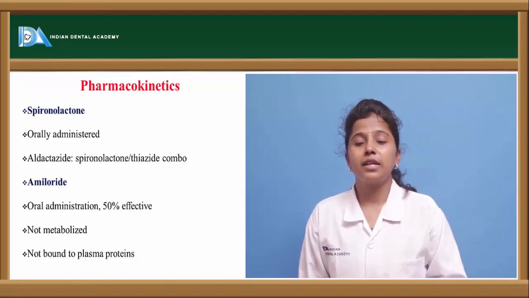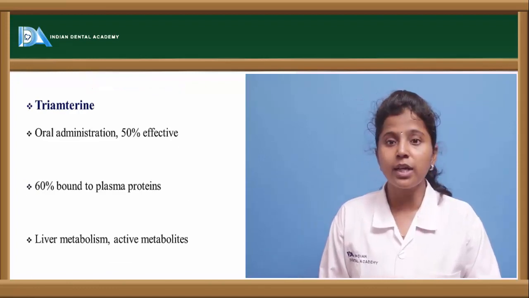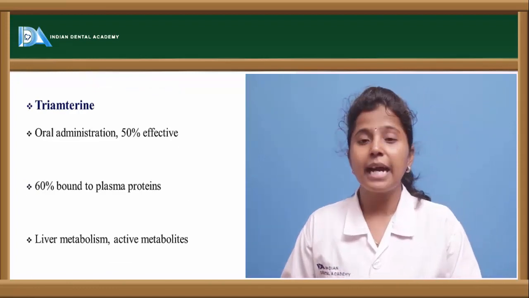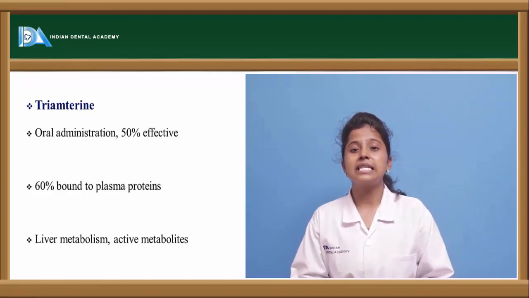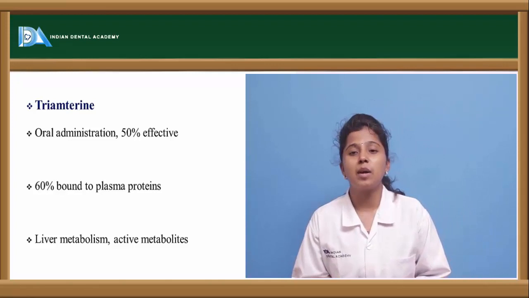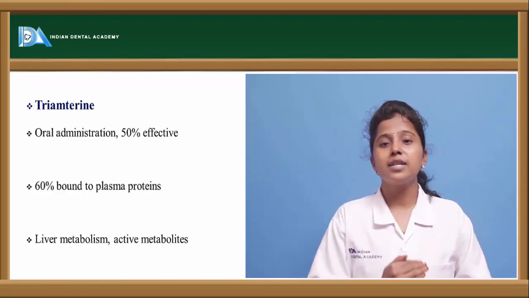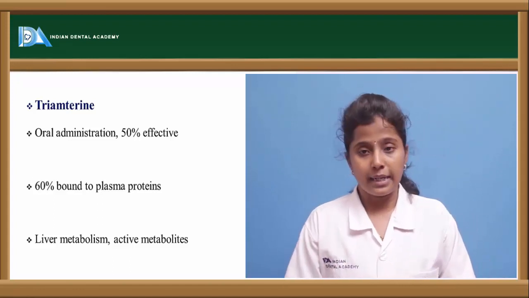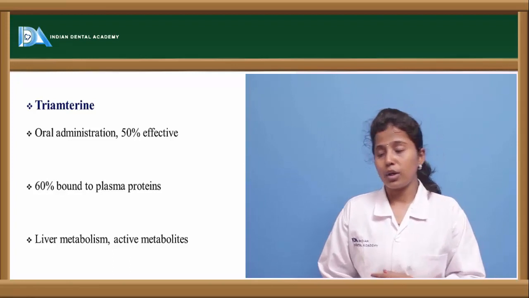And triamterene is also one of the directly acting potassium sparing diuretics. It is also orally administered and it is 50% effective. But this triamterene is 60% bound to the plasma proteins. So that is the reason this amiloride is more effective when compared to triamterene, and triamterene is also easily metabolized in the body.